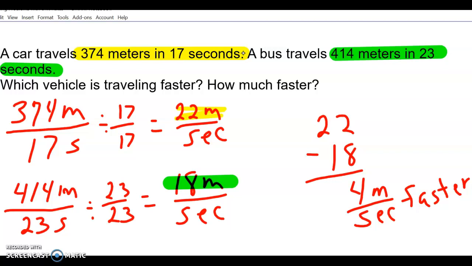How much faster? How much means to subtract. So my last step would be 22 minus 18, and I would say that it went 4 meters per second faster. Okay? All right. And that's it.